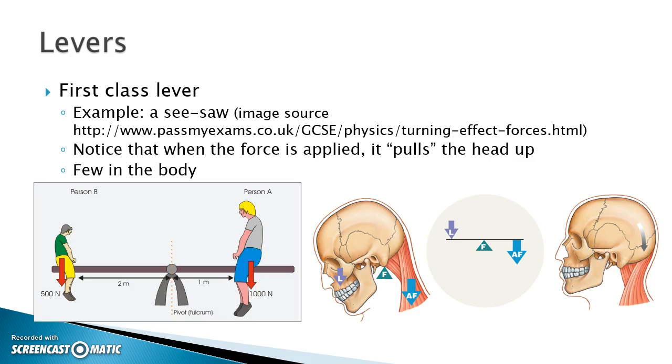There are a few of these types of levers in the body, but here we see an example of the posterior spinal muscles. The fulcrum is the atlas, or C1, where it articulates with the skull. The head is the load, and the muscles are the applied force. When the muscles contract, the head is pulled or lifted up.